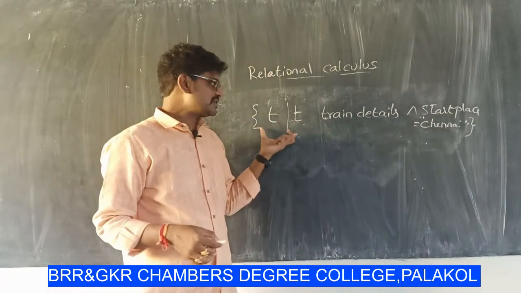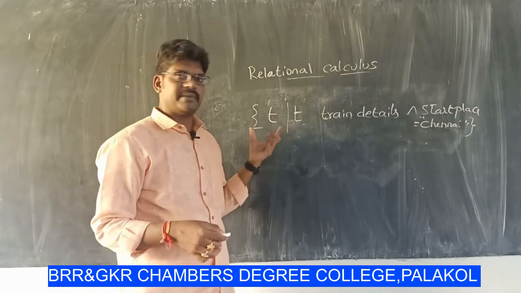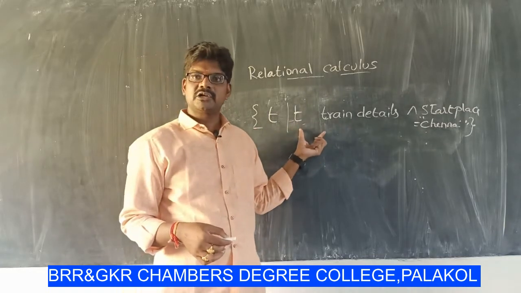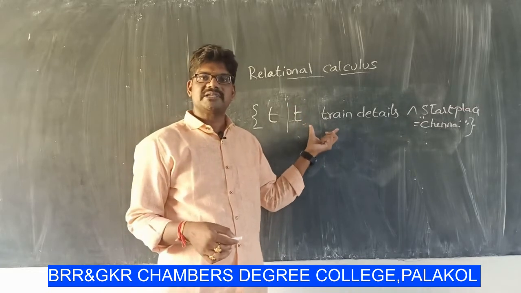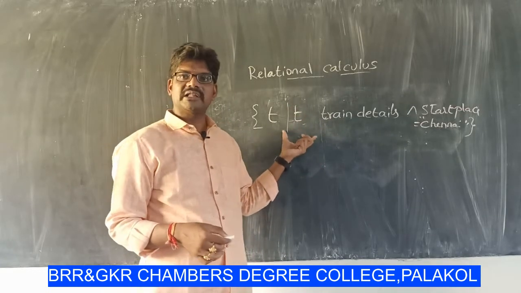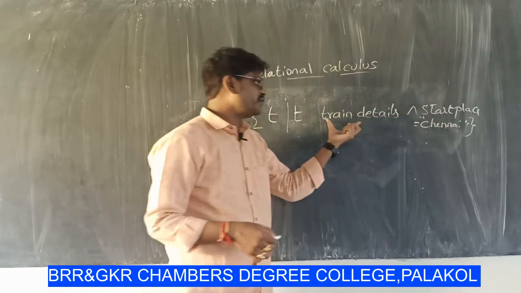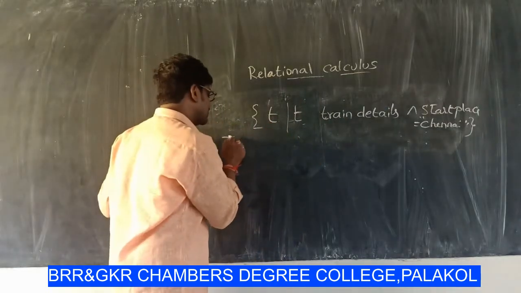What is the query of this statement? Set of all tuples T that belong to the relation train details and where the starting place is Chennai are found by the query. If the starting place is Chennai, you have to find all the details of the train.